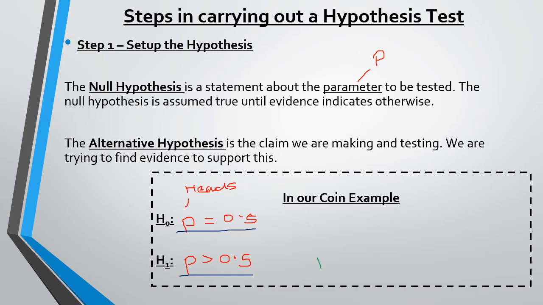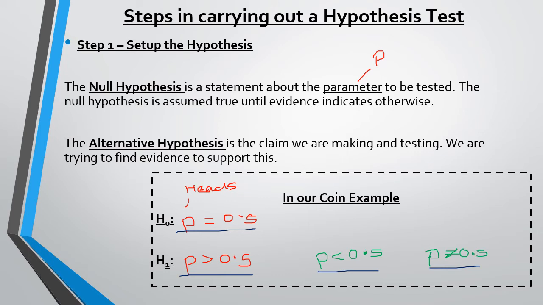If you think it's less likely, you would go with P less than a half. So if I was saying that heads is less likely, that is another version. And the last version would be if you're not sure. If you're not sure whether you're getting more heads or not, you would say that P is just not equal to 0.5. So it's not half, but I don't know whether it's less than or greater than.